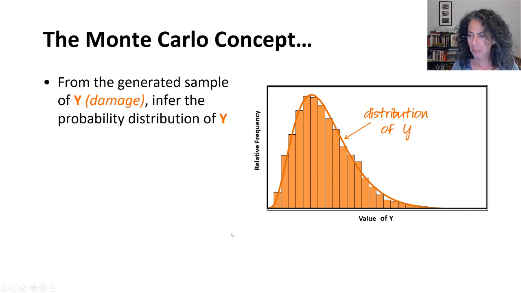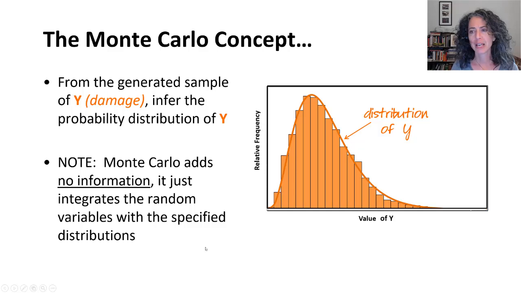Now, an important thing to note is that Monte Carlo simulation does not add any information to our analysis. All it does is integrate the random variables with the specified probability distributions. So we did have some data at one point in this process.